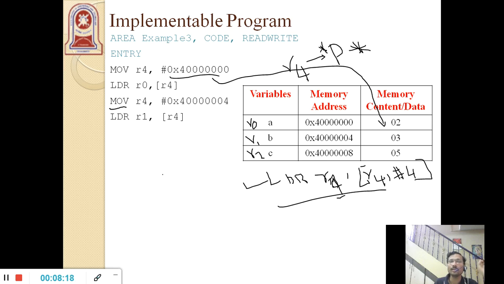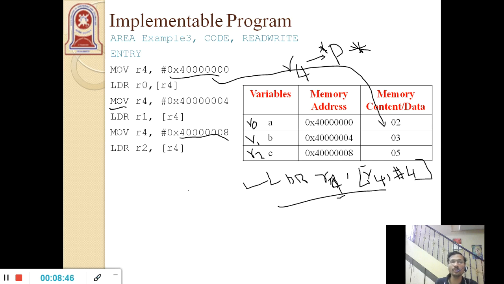Now let me go for reading the third address, that is 008. That will be the content of this, that is move R4. What is R4? R4 content is this address. So the content of R4 is nothing but 5, and that is going to be loaded to R2. Now R0, R1, R2 are holding the data 2, 3, 5.